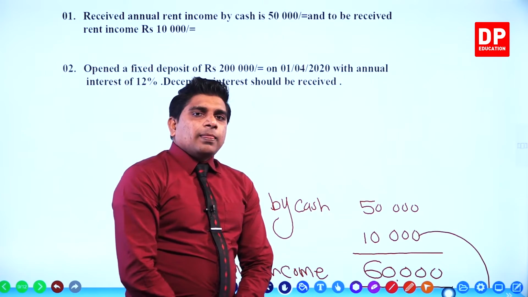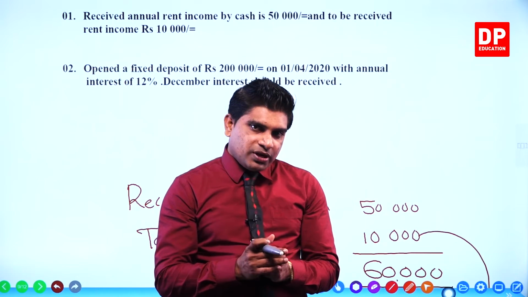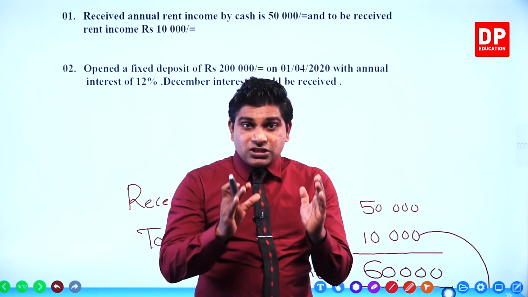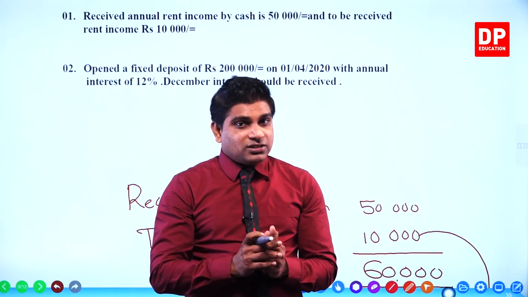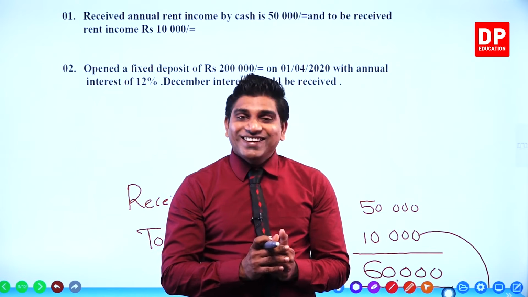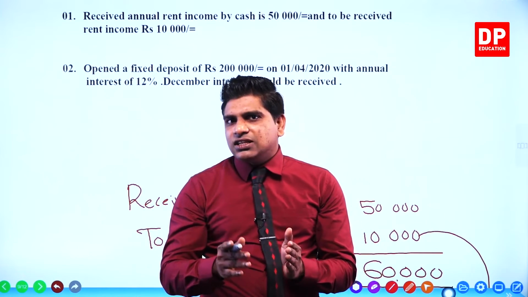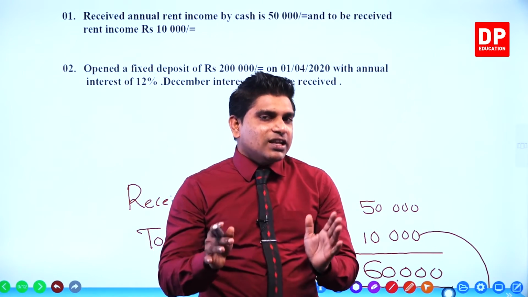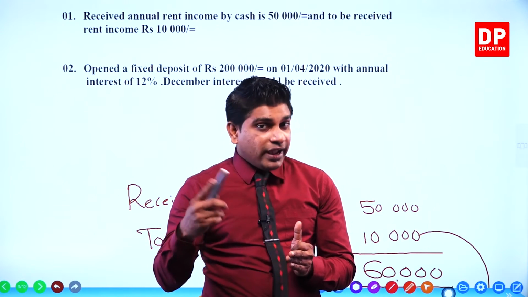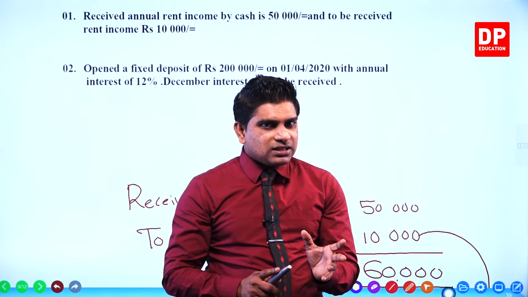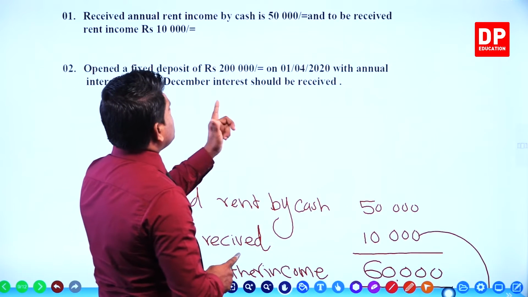Now they opened a fixed deposit of the value of 200,000 rupees. They opened it on 1st of April, right? Someone's birthday, no? Remember, 1st of April, but the year ends 31st December. No interest for January, February and March, only for 9 months. But the problem is only the December interest to be received.